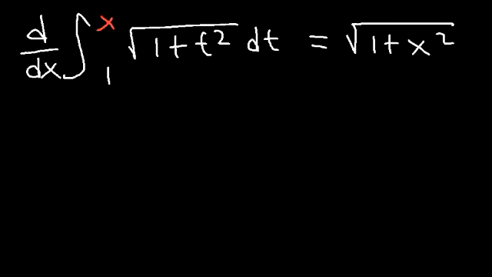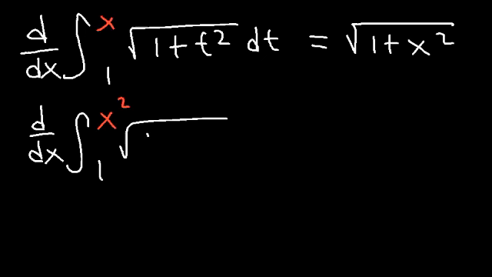But some problems are not as easy as this one. For example, what if we change it? Instead of x, what if it's x squared? What's going to happen now? So I'm going to show you two ways to get the answer: the fast way, and a way if you wish to show work.